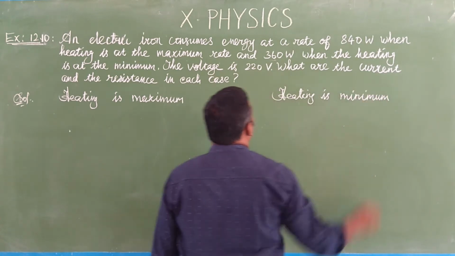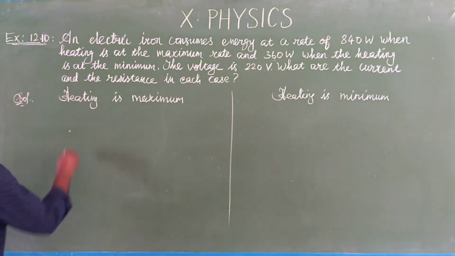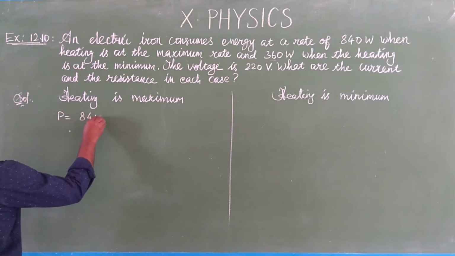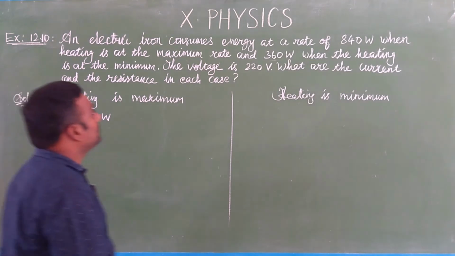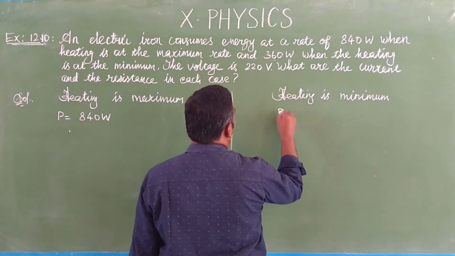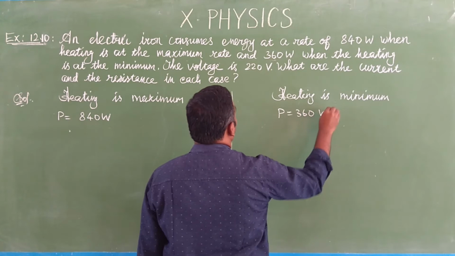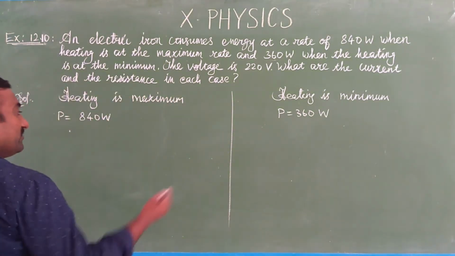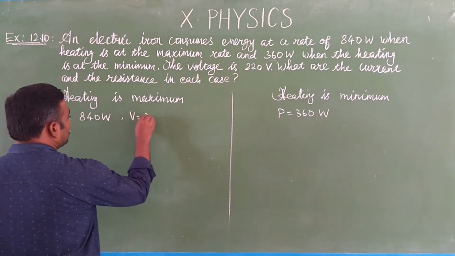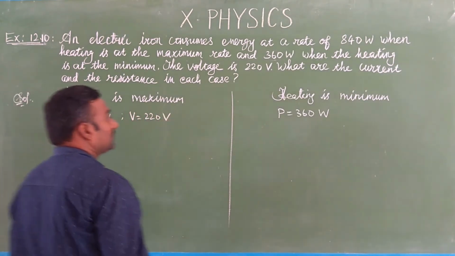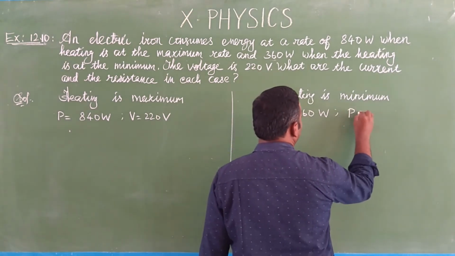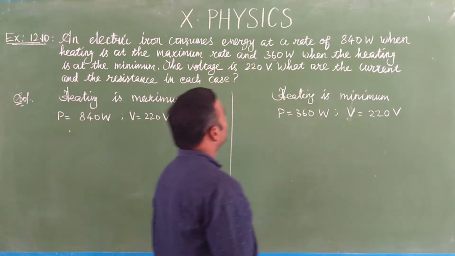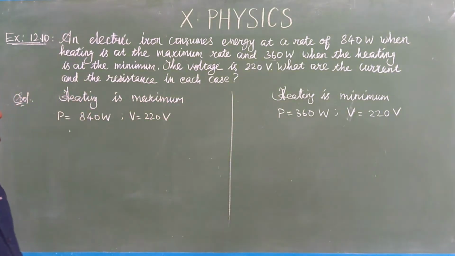Heating is maximum at the operating power of 840 watts. Heating is minimum at the operating power of 360 watts, because watt is the unit of power. The voltage is 220. For both the cases, the applied voltage is 220 volts. What are the current and the resistance in each case?